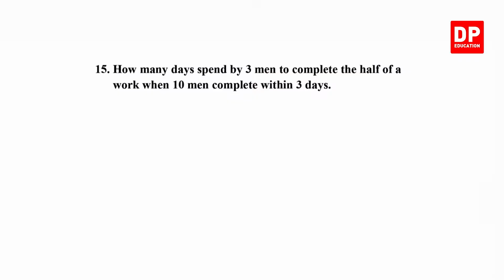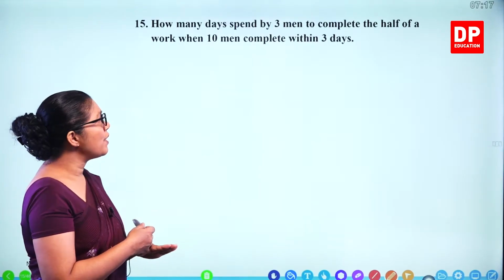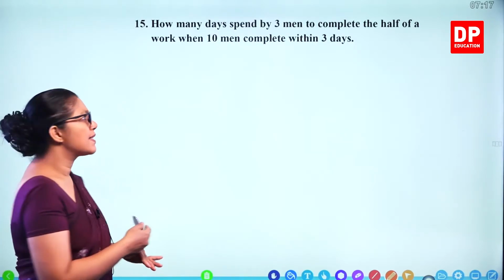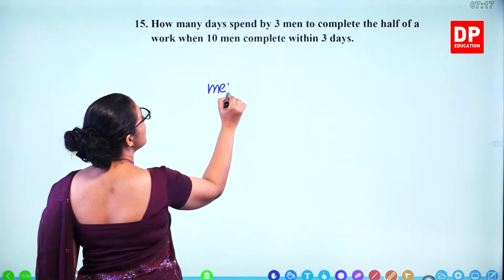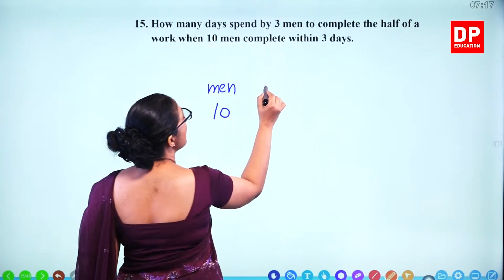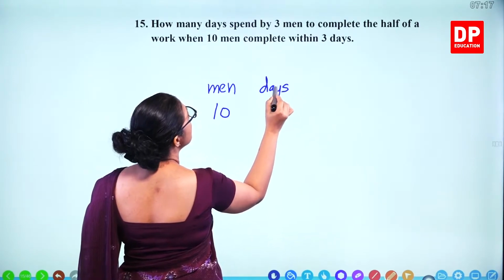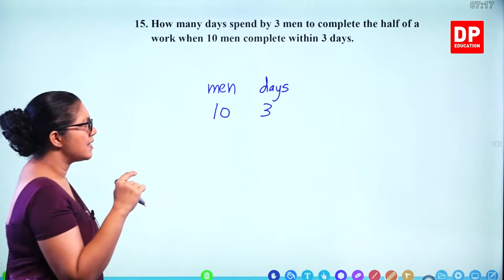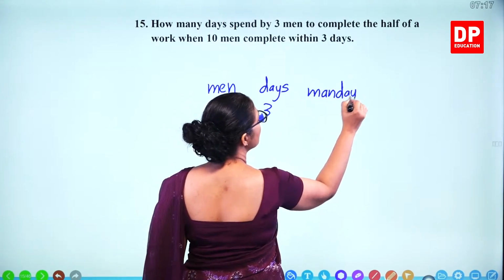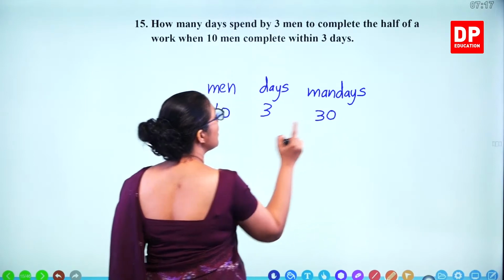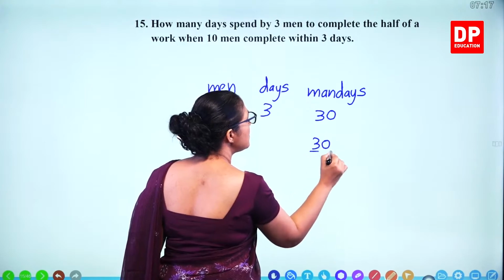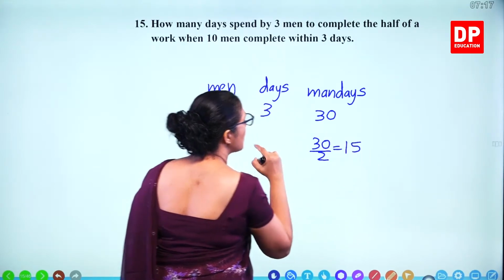Question number 15. How many days are spent by 3 men to complete half of a work when 10 men complete it within 3 days? To complete the full work, 10 men take 3 days. So how many man days are there? 3 times 10, 30. But we need half of the work to be completed. Half of that means 15 man days of work.